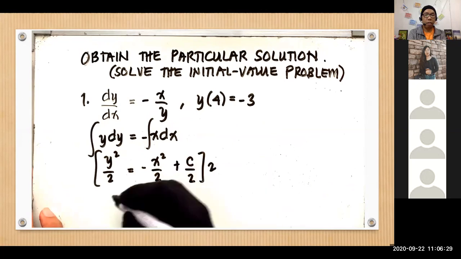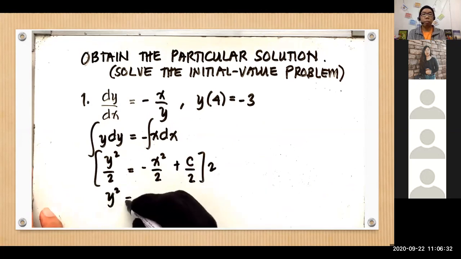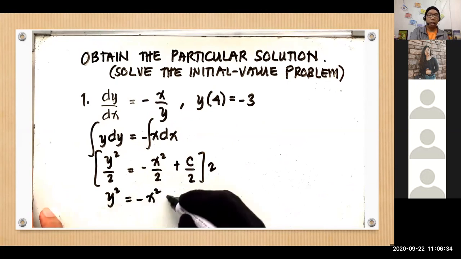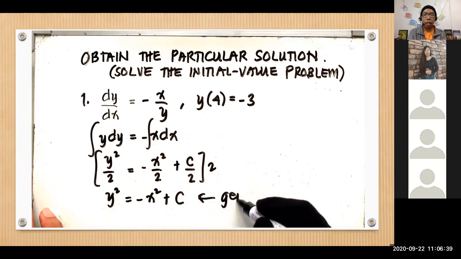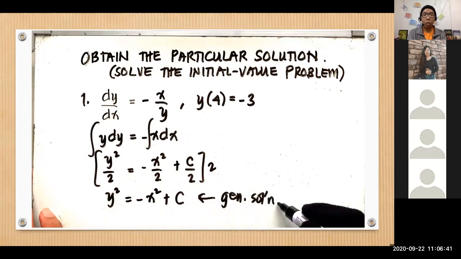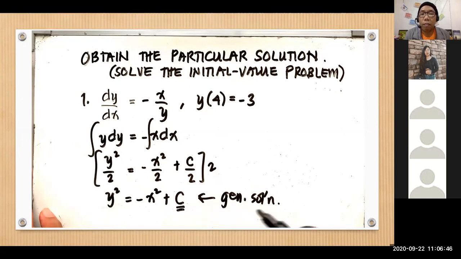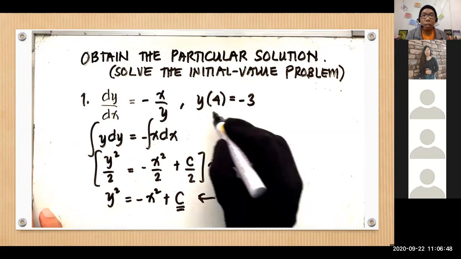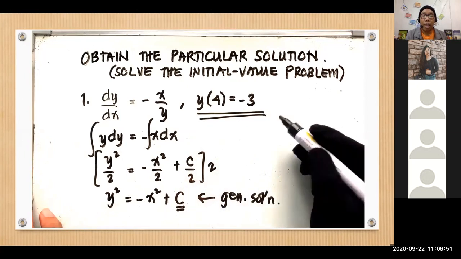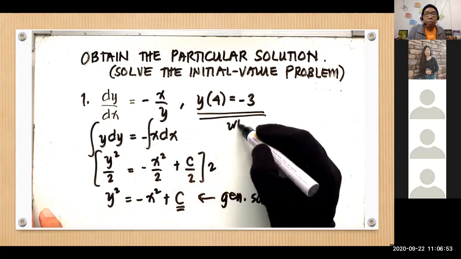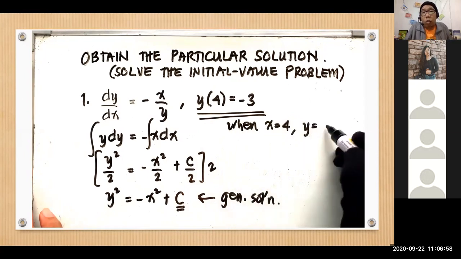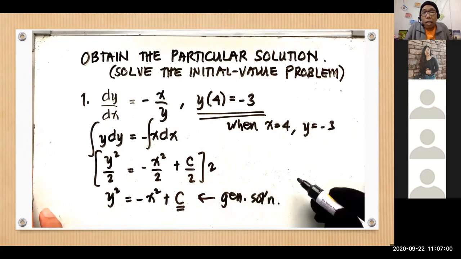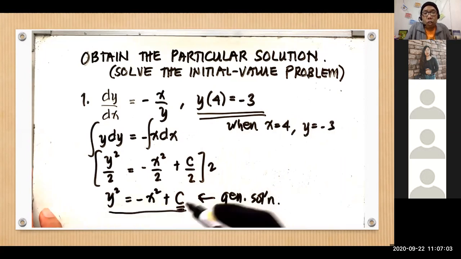So you now have y squared equals minus x squared plus c. This is now your general solution. At hindi yan yung hinahanap natin, di ba? Particular solution. So we have a condition para ma-solve natin yung value ni C. Gagamitin natin yung condition na yan. Ang ibig sabihin nito is that when x is equal to 4, y is equal to minus 3. Now you plug in these values dun sa general solution.